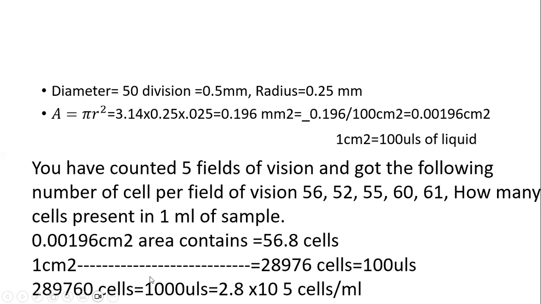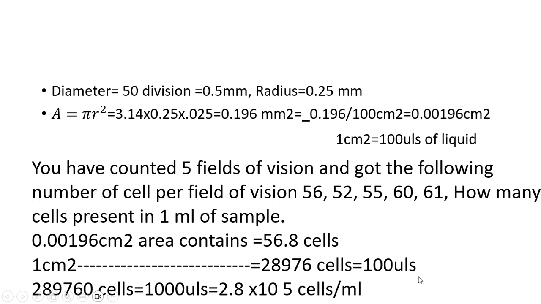I can find out that if in 0.00196 centimeter square, 56.8 cells are present, then how many are present in 1 centimeter square? So I can do 1 multiplied by 56.8 divided by 0.00196. That gives me this number, 28976 cells. So these many cells are present in 1 centimeter square area, which corresponds to 100 microliters.